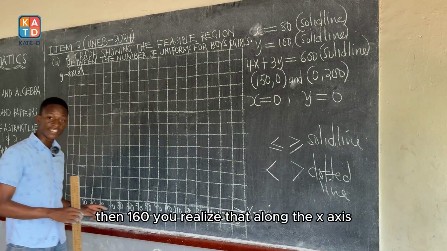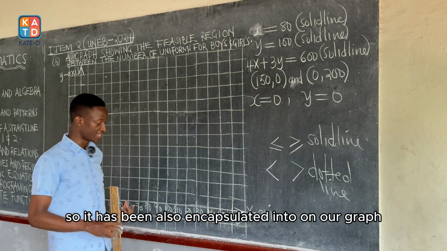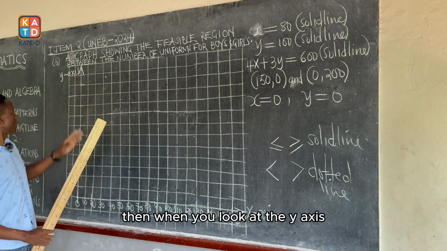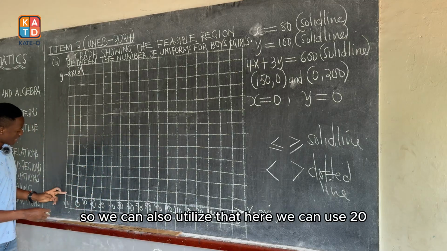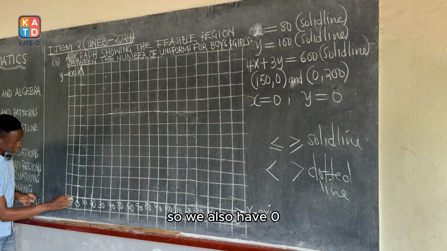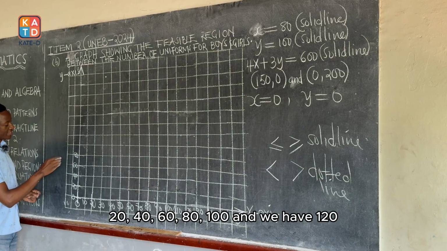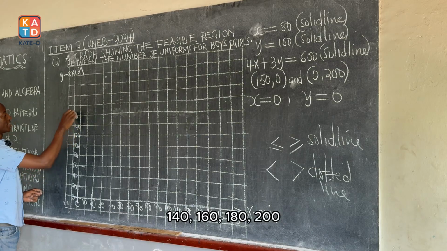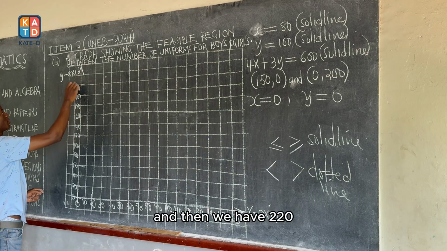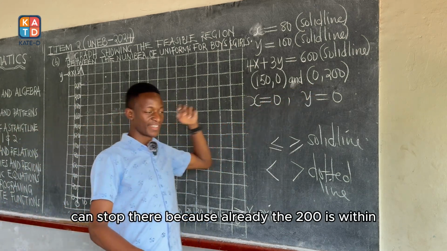You realize that along the x-axis, we have the maximum value, which is 150, so it has also been encapsulated on our graph. Then when you look at the y-axis, our maximum is 200. So we can also utilize that. Here we can use 20. So we also have 0, 20, 40, 60, 80, 100, then 120, 140, 160, 180, 200, and then we have 220. We can stop there because the 200 is already within.